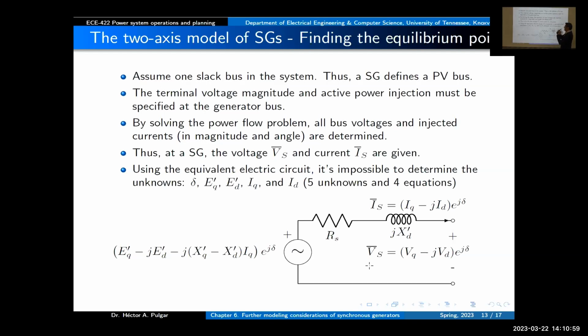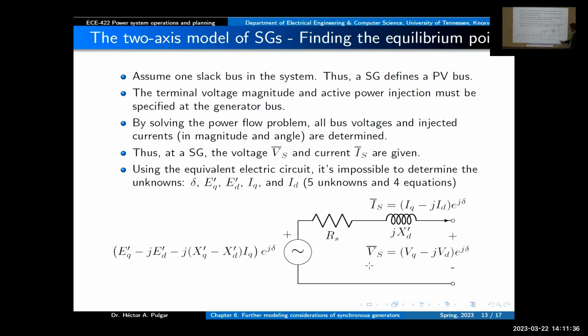So what is the step to find the equilibrium point? For each generator, we define a PV bus and we solve for voltages in the system. When you solve for voltages in the system, you also know how much is the injected current at each bus. After you solve the power flow, you have that information. So when you solve the power flow in the grid, if you go to one machine in particular, you will know how much is the voltage here and the current leaving here. So it would be straightforward for us.